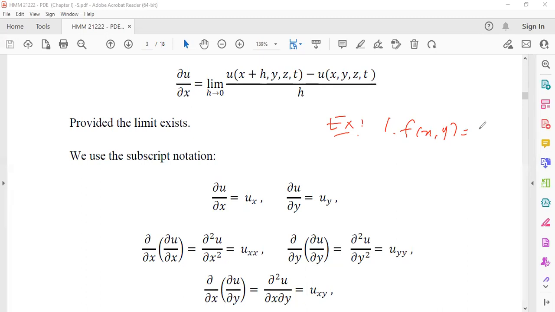So let's try x cubed plus x squared y cubed minus 2y squared. Please write it down nicely. I didn't write it, I'll try again. Okay, our first exercise will be f(x, y) equal to x cubed plus x squared y cubed minus 2y cubed. Try this one.